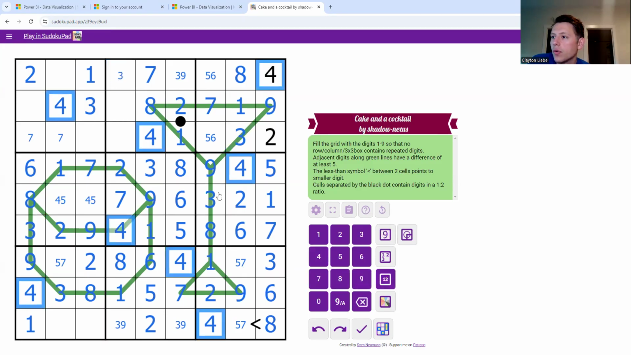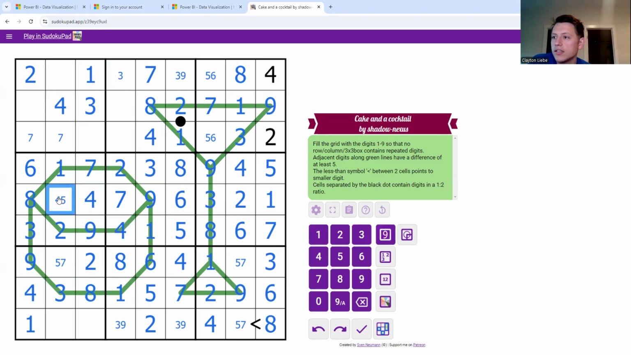Let's look at 4s. 4, 5. Oh, yeah, okay, so that 4 solves this now. That's a 4, that's a 5. And the 4s are done. 5s are not quite done. There's lots of real estate for 5s. Well, but this is a 7 now, which makes this a 7.